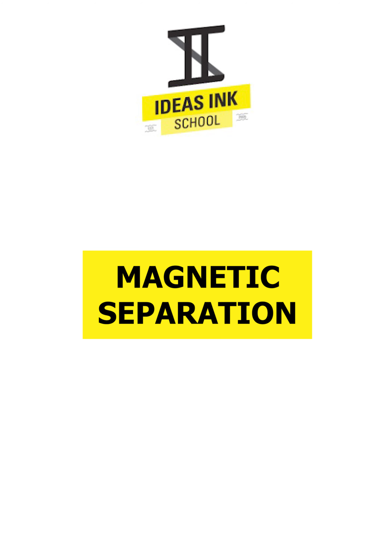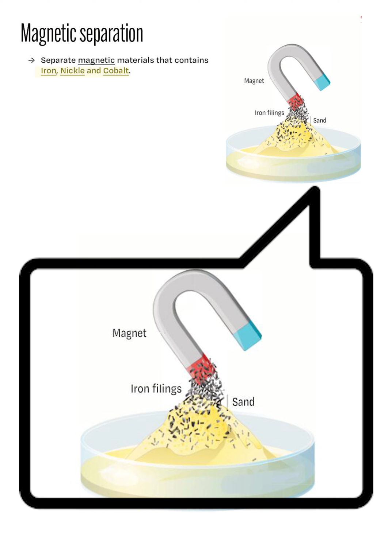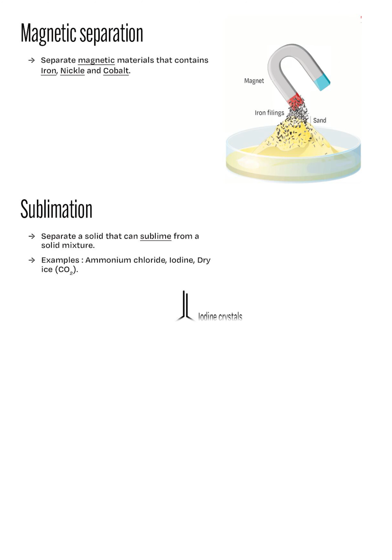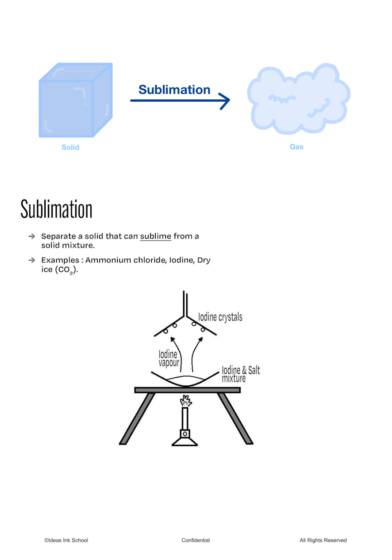The next method of separation uses magnets. Magnetic materials that contain iron, nickel and cobalt can be attracted by magnets. Thus, when separating a mixture of sand and iron filings, we can use magnets to attract the iron while leaving the sand behind.